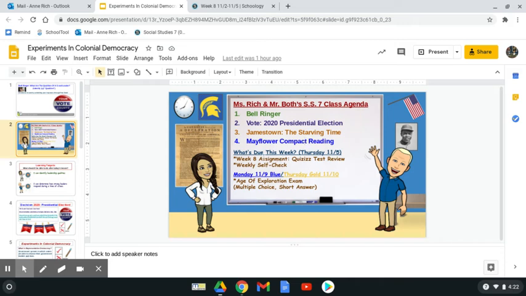What's due this week? This week, your week 8 assignment is a quizzes test review. Remember, next week there is a test. I repeat, next week there is a test. Please make sure that you complete week 8's assignment. And if you're in Mr. Bolt's class, please make sure that you are completing your weekly self-check. Pause when you're ready. Push play.